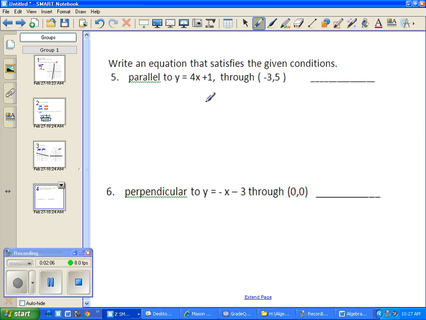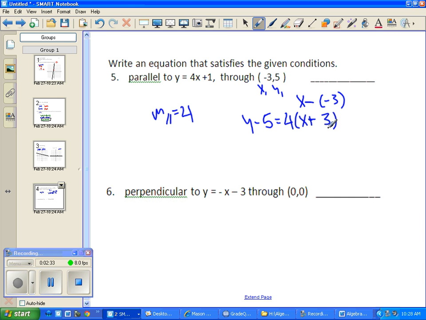Number 5, parallel to y equals 4x plus 1. Well, parallel lines have the same slope, so the slope of 4x plus 1, well, mx plus b, the slope would be 4. So we know the slope is 4, and it goes through the point negative 3, 5. So when you write it in point-slope, y minus 5 equals 4 times x minus negative 3. I'm just going to change that to x plus 3, and now we're done.